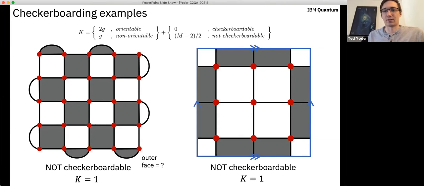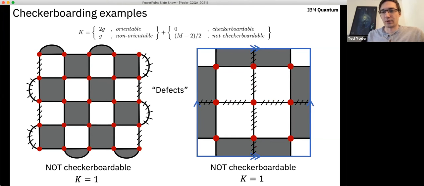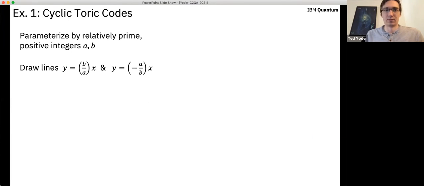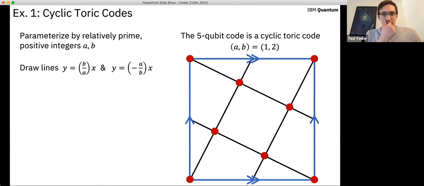Right, so even if it's not checkerboardable, sometimes we put a coloring on it, and we say that there are defect lines. So these are these stitched edges. And if there's a stitched edge, it means that the adjacent faces in the particular coloring are colored the same. So they're sort of illegitimately colored. And these defect lines turn out to be important in identifying logical operators. So, okay, now we'll go through some examples of interesting codes.